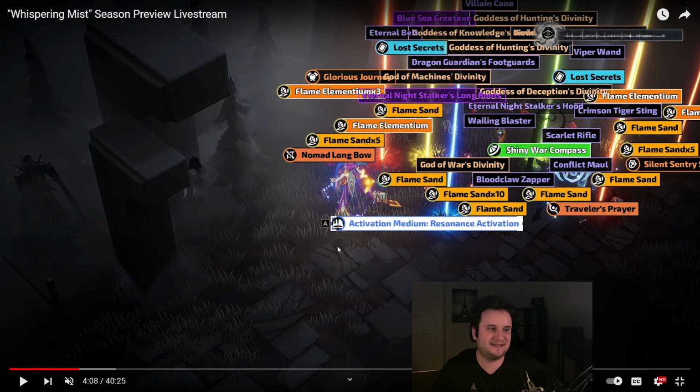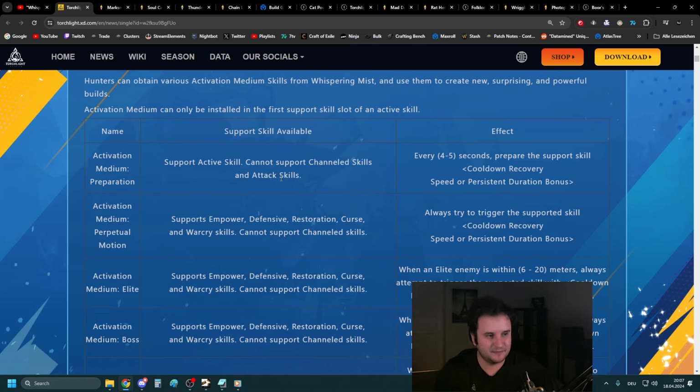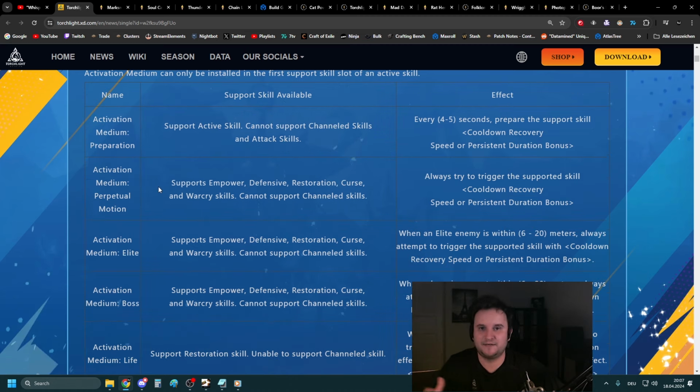But talking about these activation mediums right here, they are basically replacements for trigger skills. If you look at the patch notes right here, activation mediums, basically stuff like cast on crit, cast while channeling, rhythm, all those skills do not exist anymore. However, what you now have are these activation mediums, and they are sort of support gems that will automatically trigger your main skills or your empower skills, your restoration skills, however you want.